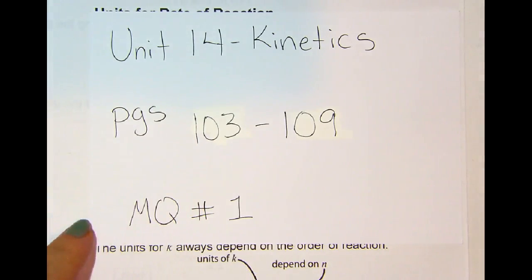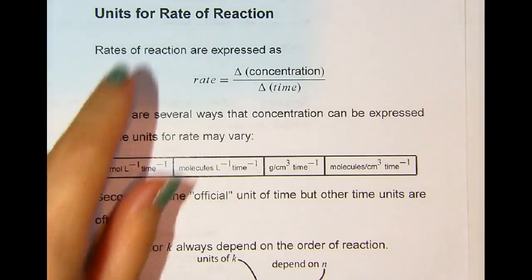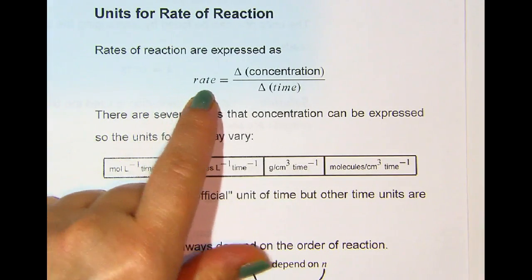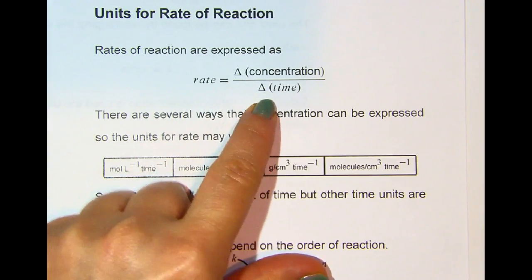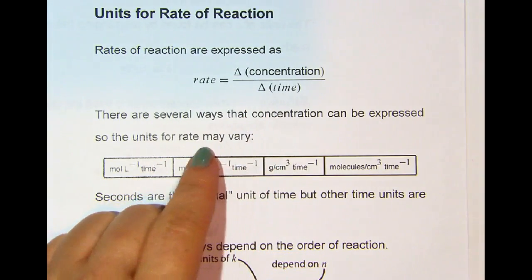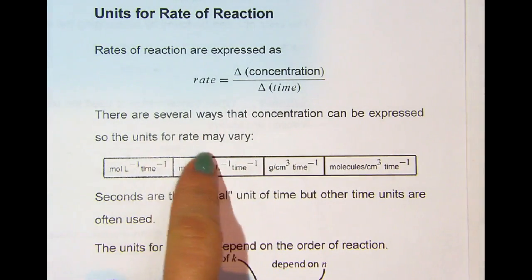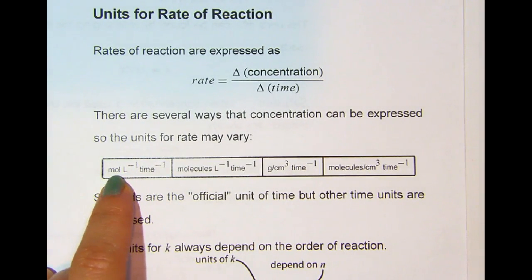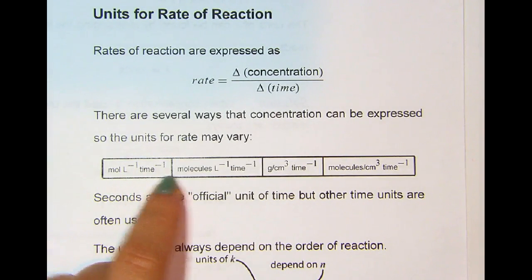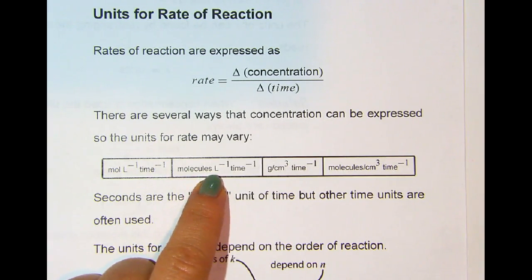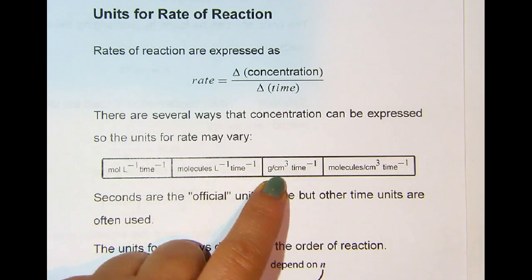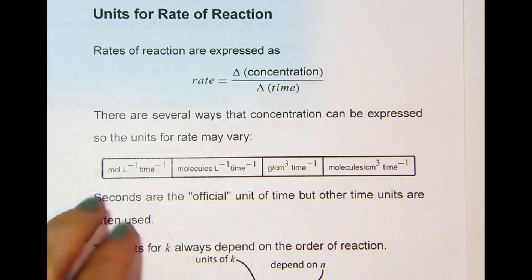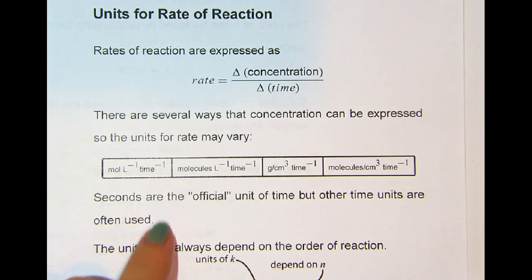Pages 103 to 109. So, units for the rate of reaction. The rate of reaction is expressed as the change in concentration over the change in time. There are several ways that concentration can be expressed, so the units for rate may vary. So you could have molarity per time, or molecules per liter per time, or grams per cubic centimeter per time, or molecules per cubic centimeter per time. So it's an amount per a unit of time.